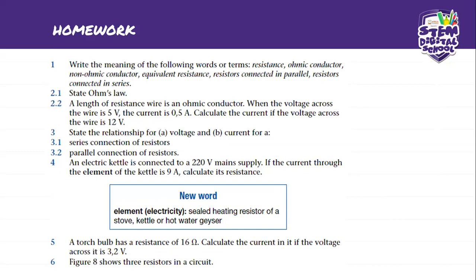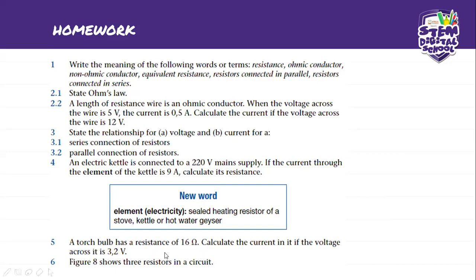Number 5 says a torch bulb has a resistance of 16 ohms. Calculate the current in it if the voltage across it is 3.2. This one is also very simple. You've got your given variables: your resistance and your voltage. So you can calculate your current.